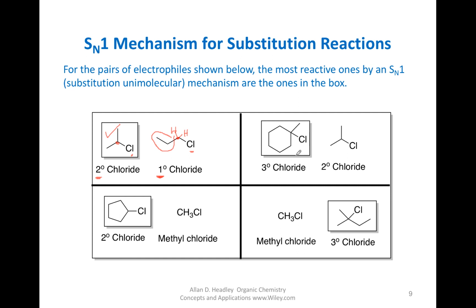This type of electrophile is a tertiary because here's a carbon that has 1, 2, and 3 carbons bonded to it. So it's a tertiary. Here is a secondary electrophile, or secondary chloride. So this is more reactive. This is a secondary chloride. It is more reactive than a methyl. As a matter of fact, the methyl will not react by SN1, so this is the most reactive.